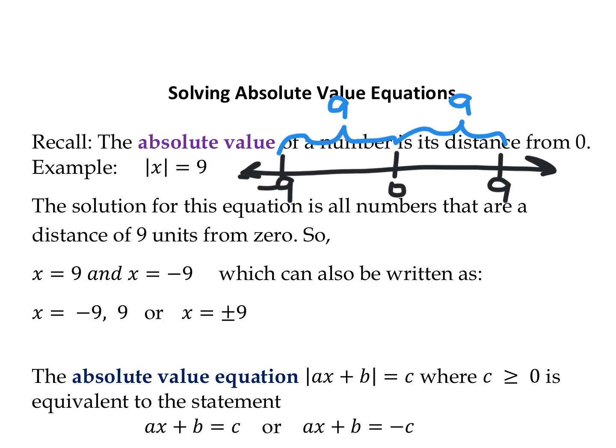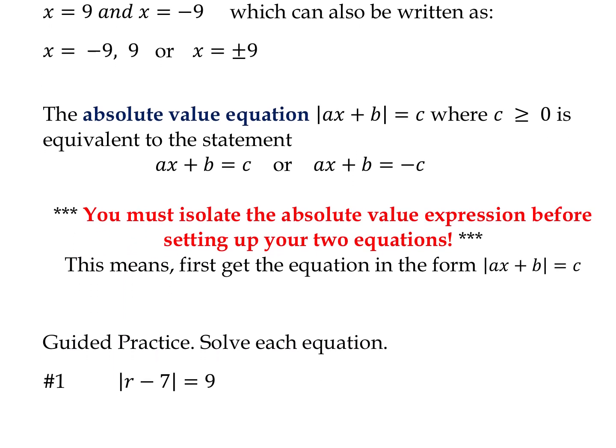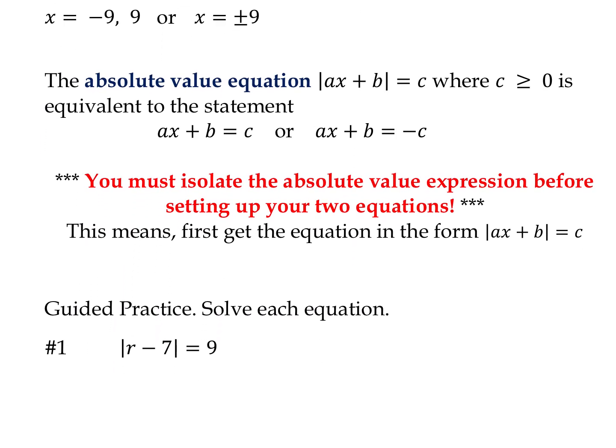Right? And an absolute value equation is any time we have an absolute value expression equal to a positive value. Okay, so we see that right over here. Right? The a and the b could be any values. Okay? And the absolute value of whatever this expression is equals c. c has to be greater than or equal to 0. Right? We can't have an absolute value equaling a negative because absolute value is always a positive distance from 0.